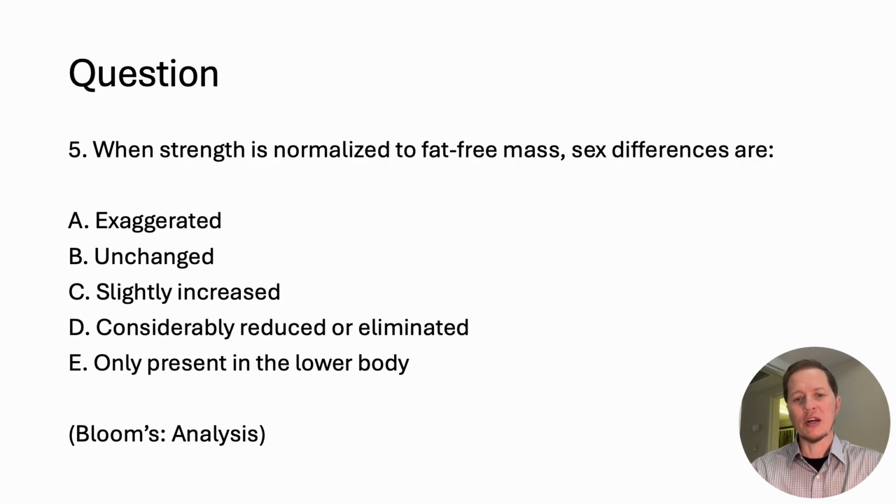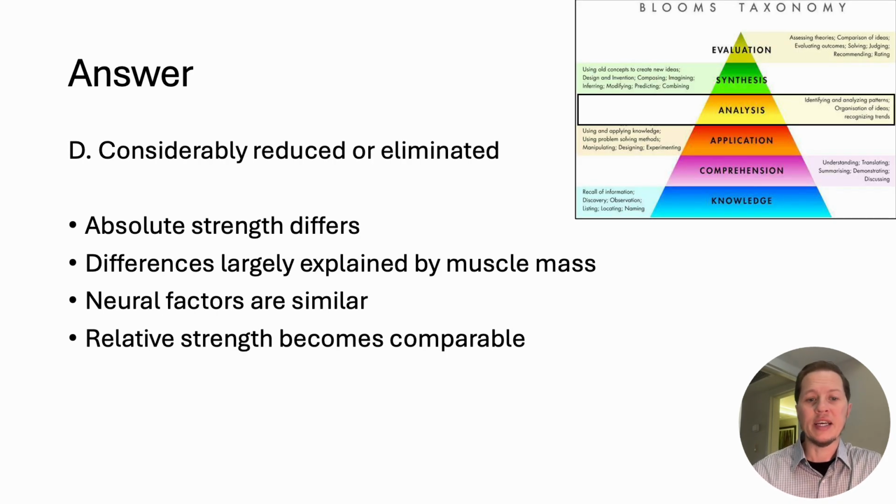Question 5. When strength is normalized to fat-free mass, sex differences are exaggerated, unchanged, slightly increased, considerably reduced or eliminated, or only present in the lower half of the body, for things like squats, for example. And D is considerably reduced or eliminated. So men and women may potentially differ in absolute strength, but once you normalize fat-free mass, those differences are considerably reduced or nearly eliminated, which means if one person is stronger than another, it is mainly due to muscle quantity rather than intrinsic muscle quality.